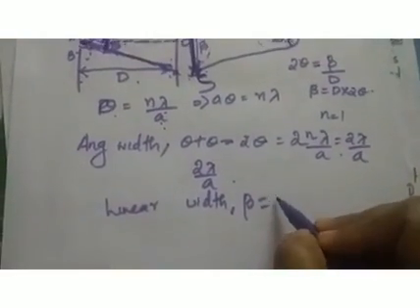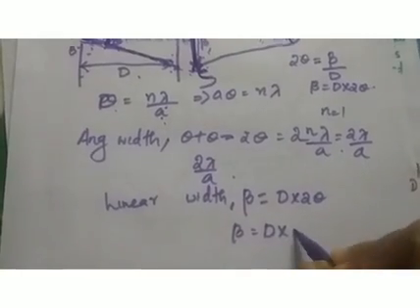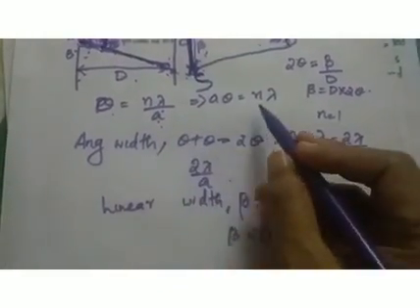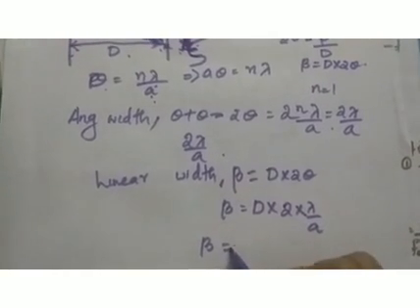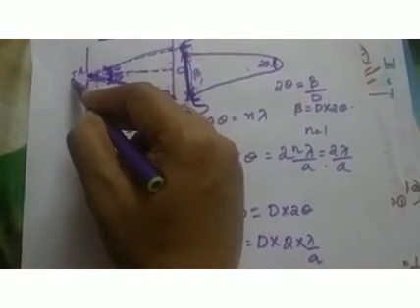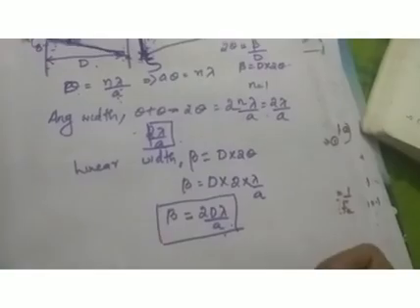So the linear width of central maximum is capital D into 2 theta. That is beta equal to capital D into 2 into theta, where theta is lambda by a when we put n equal to 1. So beta is equal to 2D lambda by a, where D is the distance between the screen and the slit and a is the width of the slit. If we consider AB as the slit, this width is a. Okay, so this is the angular width of central maximum, 2 lambda by a, and this is the linear width, 2D lambda by a.